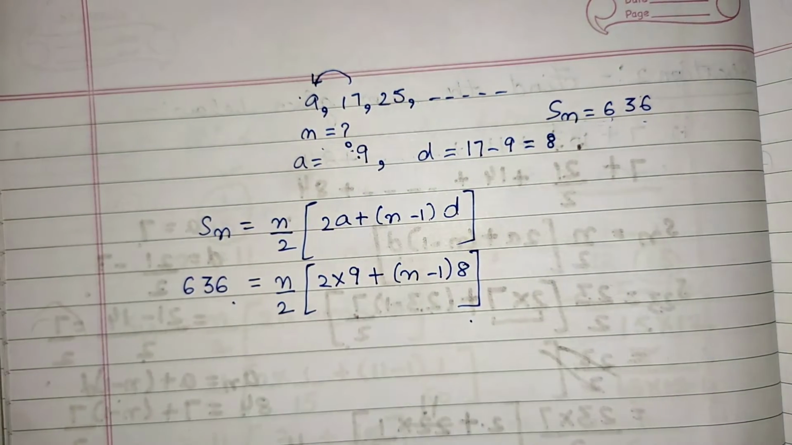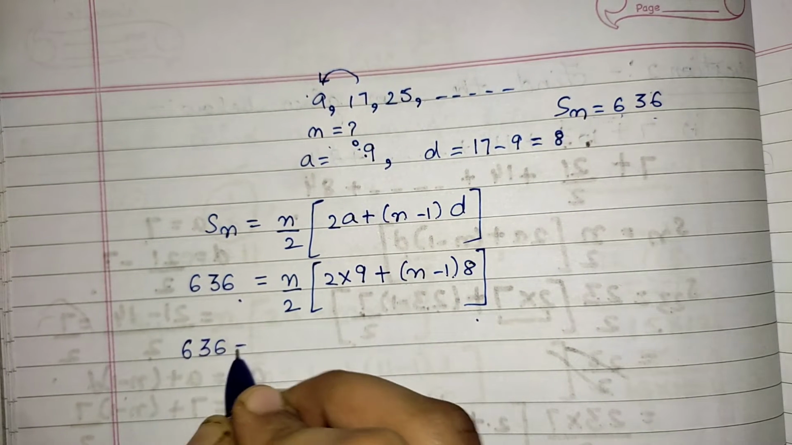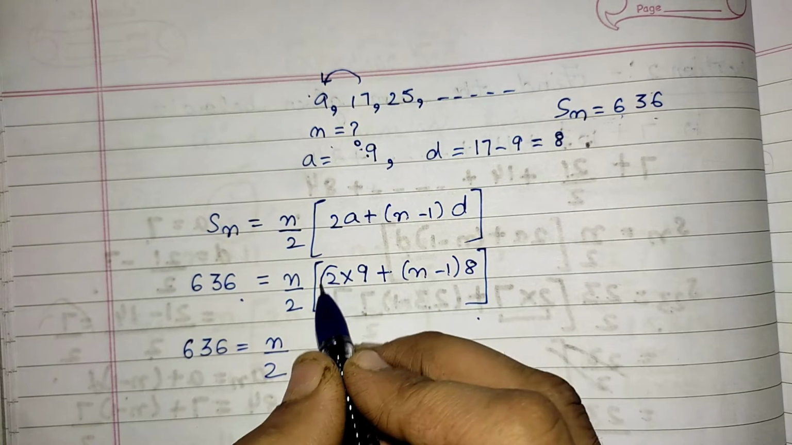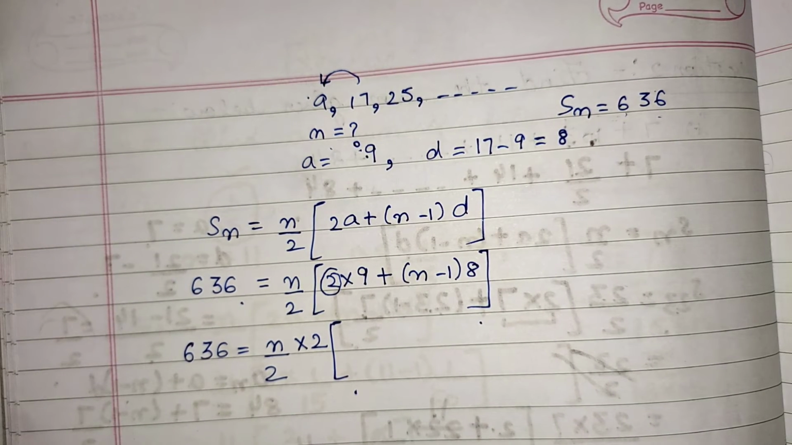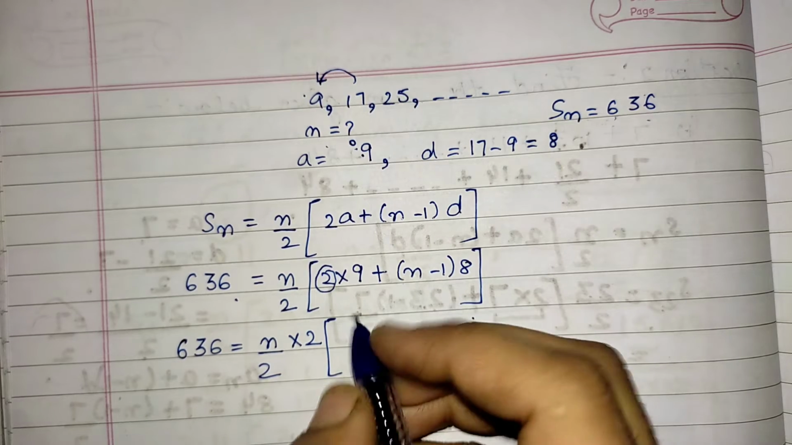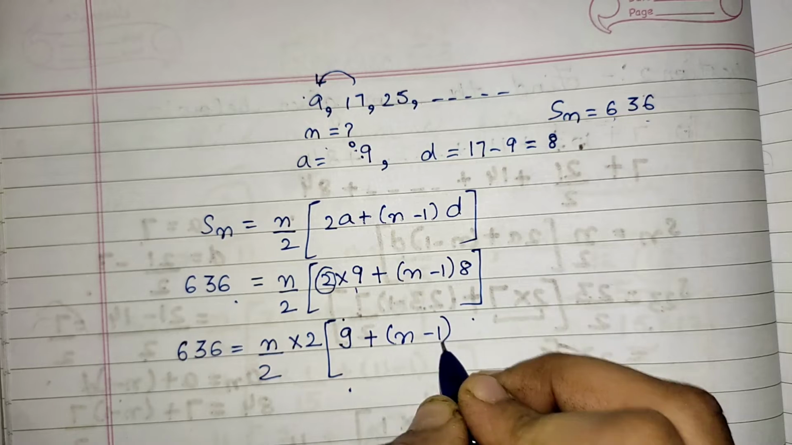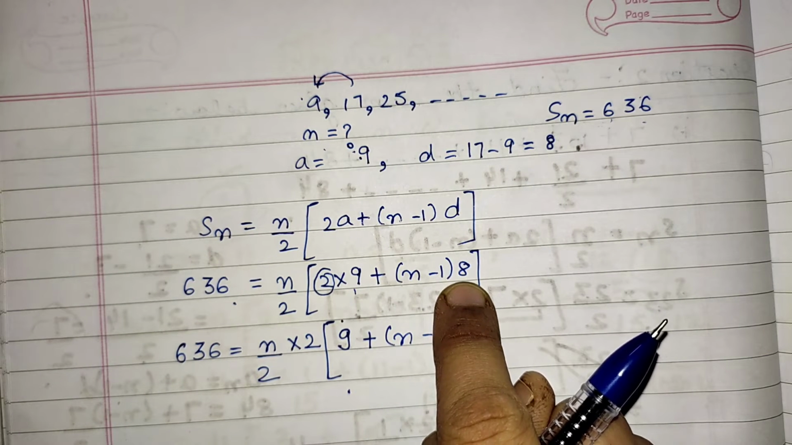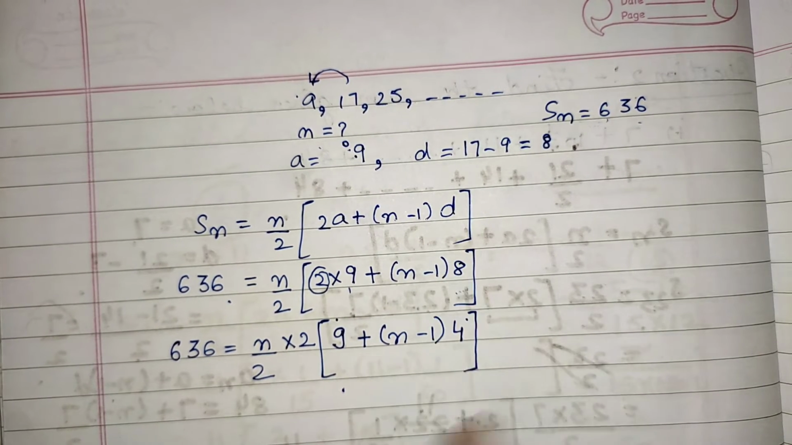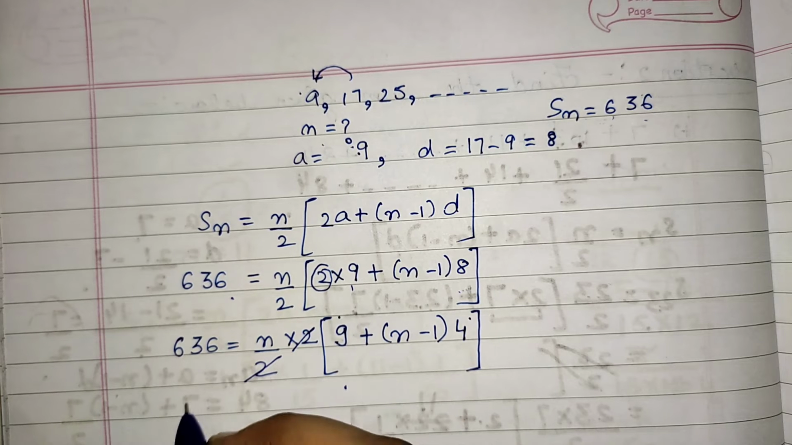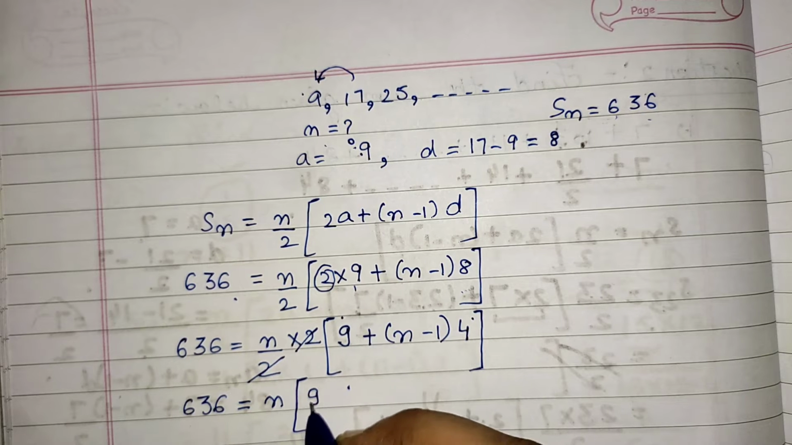Sn is my 636. Now you can see very clearly that you can take out this 2 common outside so that your calculation becomes easier. If we take 2 outside as common, then inside the bracket it will be 9 plus (n - 1) into 4, because 2 fours are 8. So 2 and 2 will get cancelled out, and my equation will be 636 equal to n into (9 plus (n - 1) into 4).